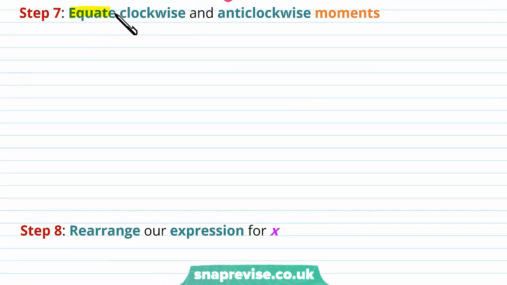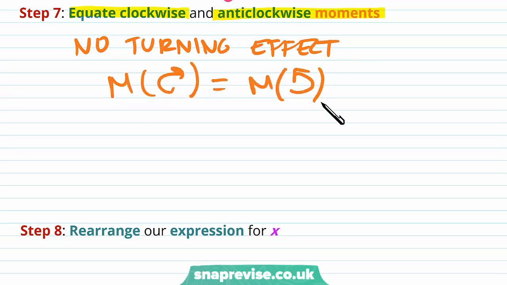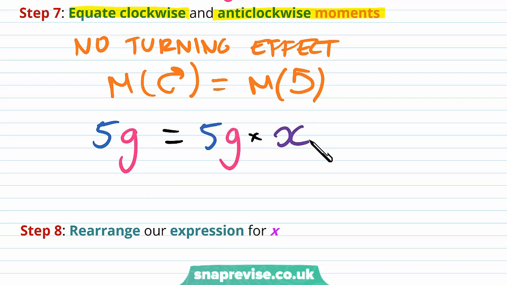So now we can equate the clockwise and anti-clockwise moments. There's no turning effect, as we've said, which allows us to say that the clockwise moments are going to be equal to the anti-clockwise moments. So therefore, we've got 5g, that's what we found our clockwise moments to be, and this is going to be equal to 5g times x.